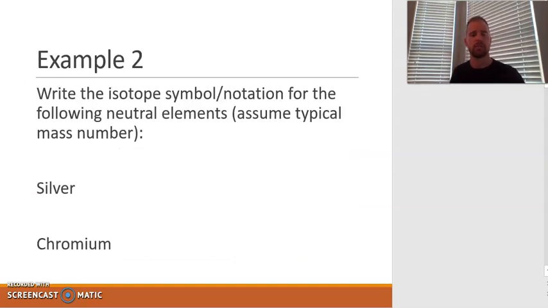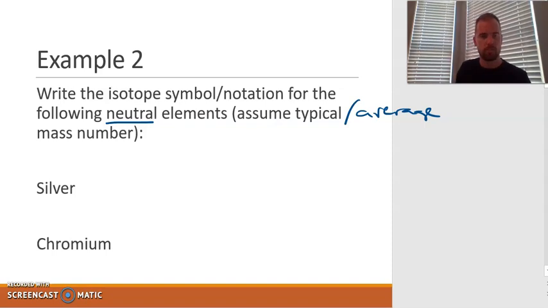So let's take a look at some examples. I'm giving you 2 elements here, and I'm asking you to write the isotope symbol or isotope notation for the following neutral elements. Notice I tell you that they're neutral, so they're not going to have charges. Now I want you to assume a typical mass number. In other words, assume an average mass number, which means we're going to get that information from the periodic table. Let me show you what I mean by that.